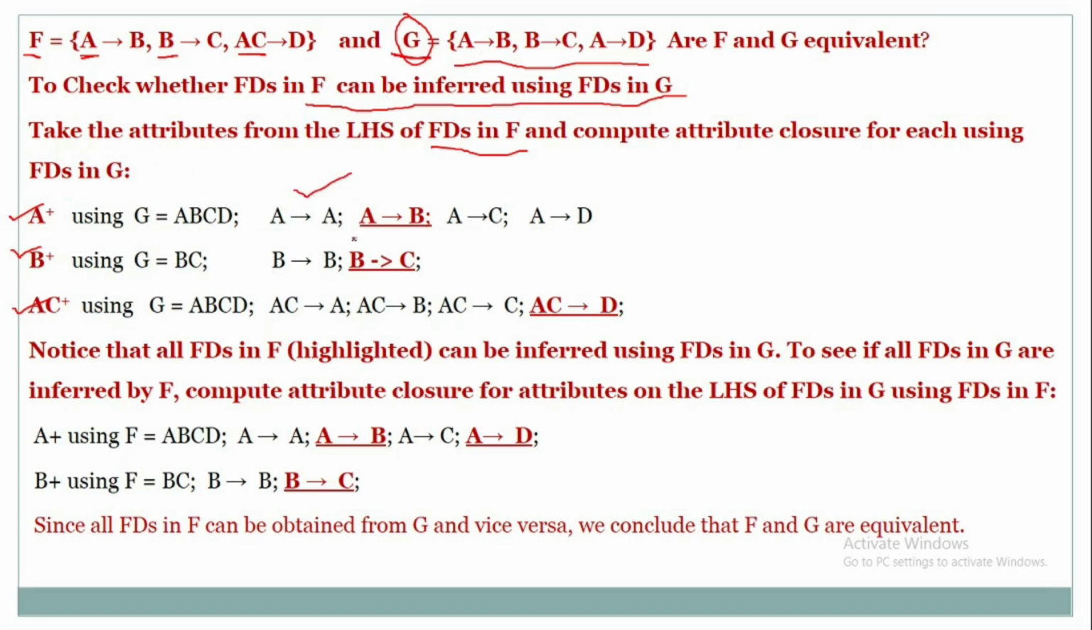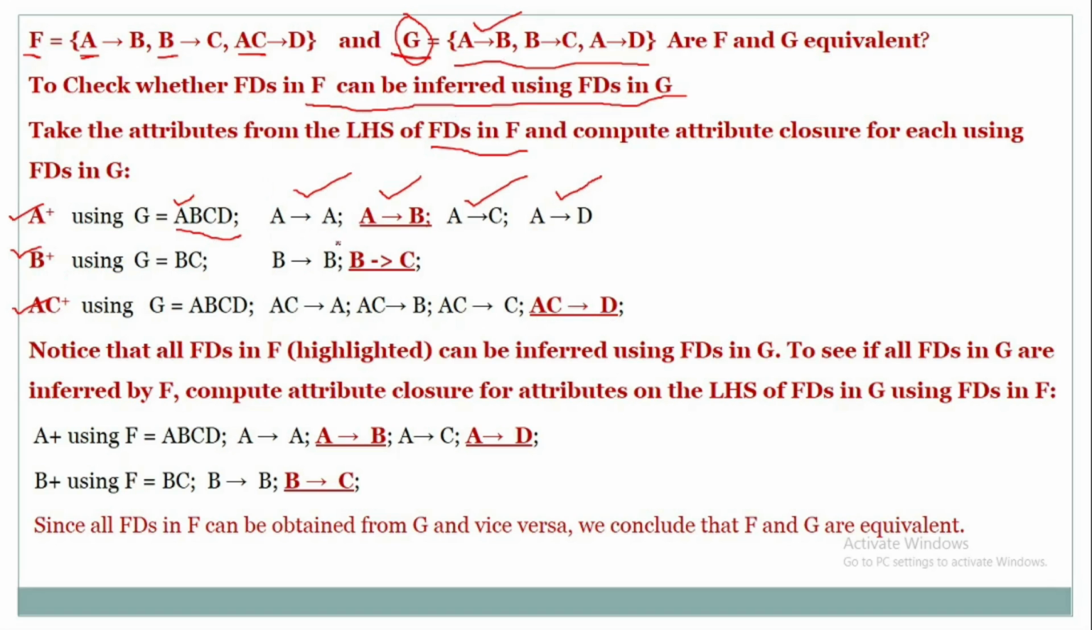First, a can determine itself, based on the reflexive rule. And a determines b, we have it. A determines b, and b determines c, so based on the transitive rule, a determines c. And we have got a determines d. So I can say that a can determine a, b, c, d. Next, the closure of b.